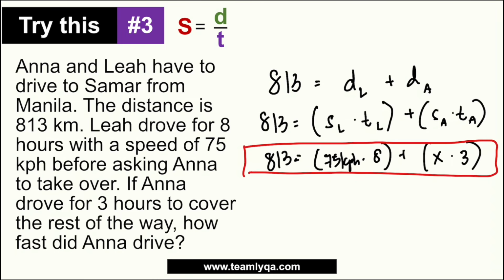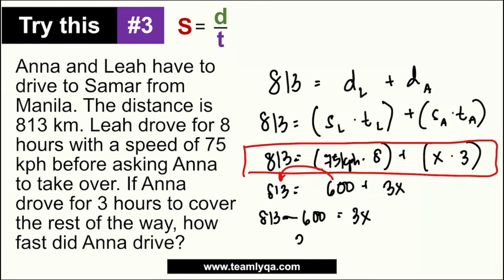Kasi if you think about it, isosolve down ko lang para makita ninyo. 813 is equal to 75 times 8. Solve naman natin kanina. That is 600 plus x times 3 or 3x. Tapos, itatranspose natin yung 600, i-move natin siya sa kabilang side. So, this will be 813 minus 600. Again, following yung mga rules and process ng algebra. This will be 213 is equal to 3x.